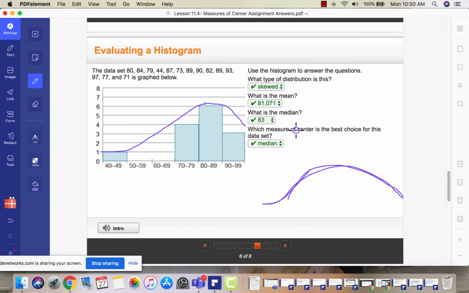Then it asks which measure of center is the best choice for this set of data. Because it is skewed, the median is always the best choice for the center. If it was symmetrical, the mean and the median are usually the same, so it would be the mean.